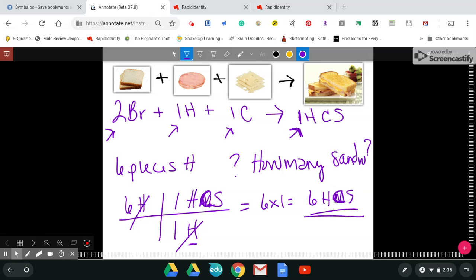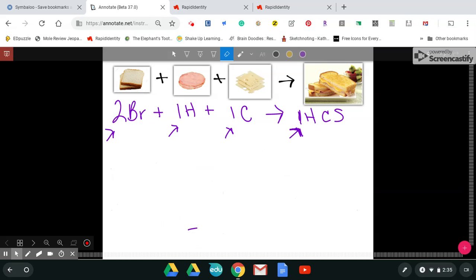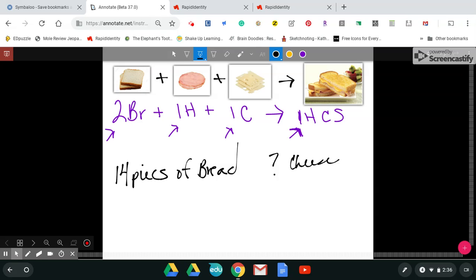All right, let's do a different one. So that's what I started with. I had a reactant and I was figuring out how much product. All right, let me do this one. Let's say that I have 14 pieces of bread. Okay, and I want to know, how much cheese do I need? Okay, that's my question. How much cheese do I need?